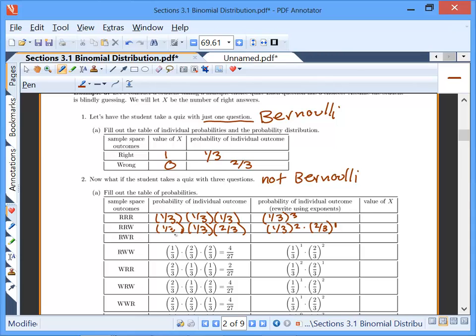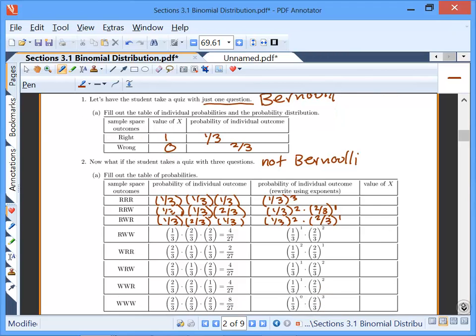If I have a right, wrong, right, then this would be 1/3 times 2/3 times 1/3, which gives me 1/3 to the power of 2 times 2/3 to the power of 1. And you'll notice I filled out the rest first just to save us time in writing them down. Okay, look through it. Do you see the patterns that are happening? Okay, so if my next one's like 1/3, 2/3, 2/3, so I have 1/3 to the power of 1 and 2/3 to the power of 2.